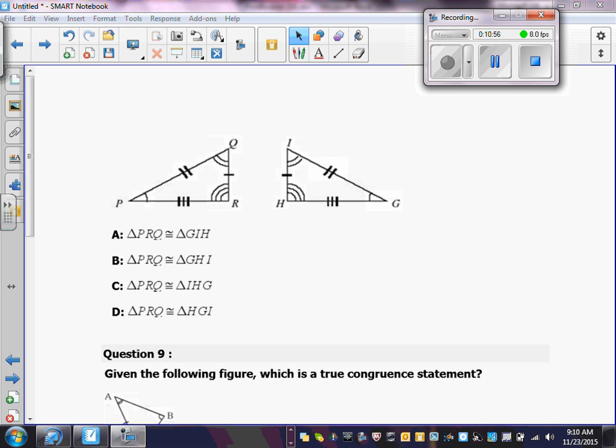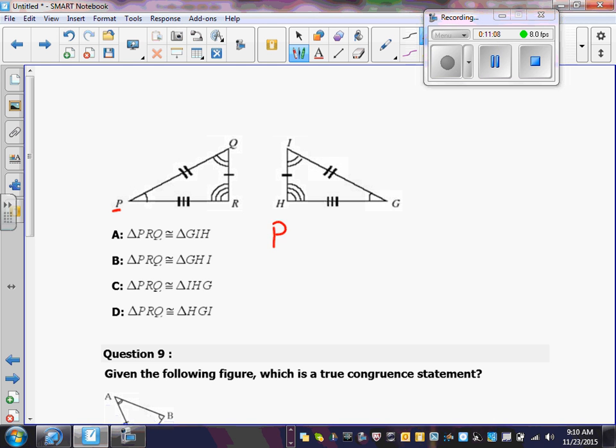All right, for this problem number 8, it's just simple. Which two triangles are going to be congruent? My suggestion for you to make it easier: P, with one marking, is going to be congruent with G. So I'll just write them down like this. Q with I and R with H.